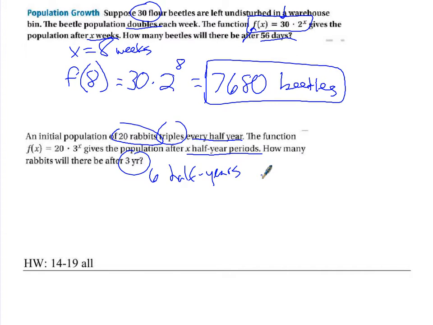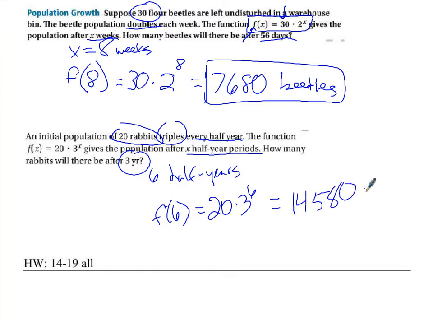Okay, now what are we going to do? Yeah, it's ready to be substituted now. So I'm going to write f of 6. That's just saying I'm plugging 6 in for x equals 20 times 3 to the 6. 14,580 rabbits. And we started with 20.